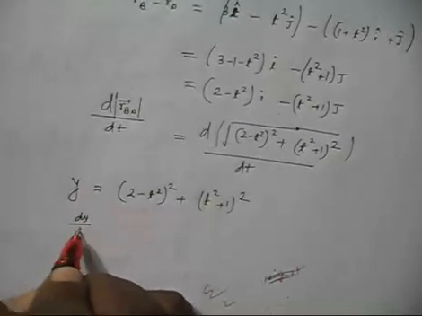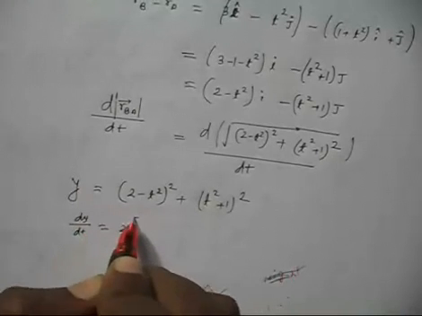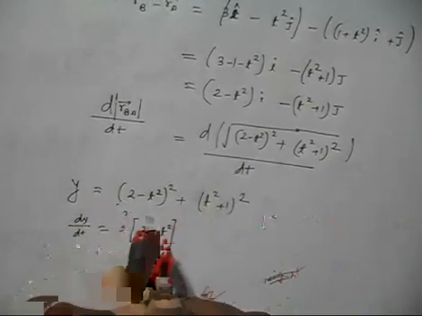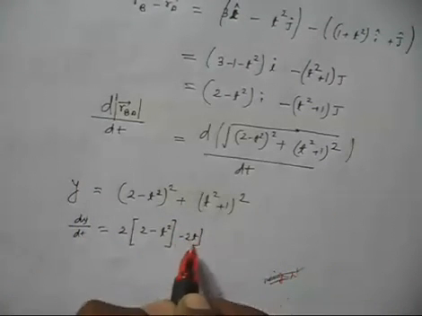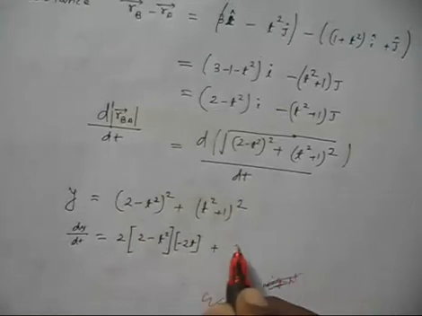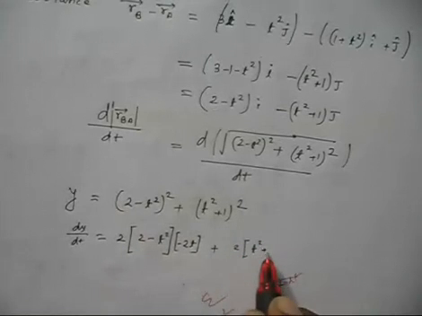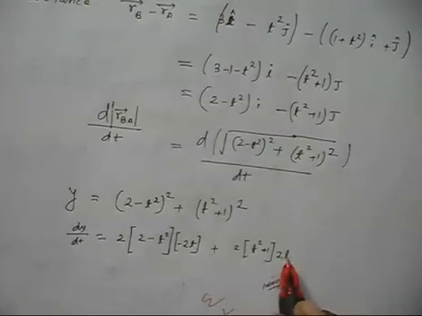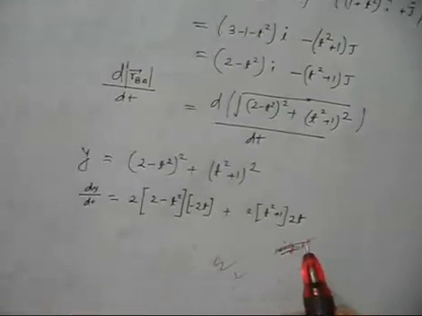So dy by dt is equal to 2 into (2 minus t square) and then the derivative of (2 minus t square), which is minus 2t, plus 2 into (t square plus 1), and then the differentiation of t square is 2t. So I can put these values.